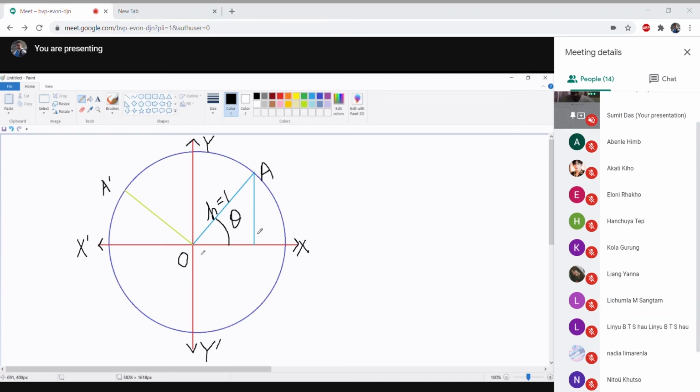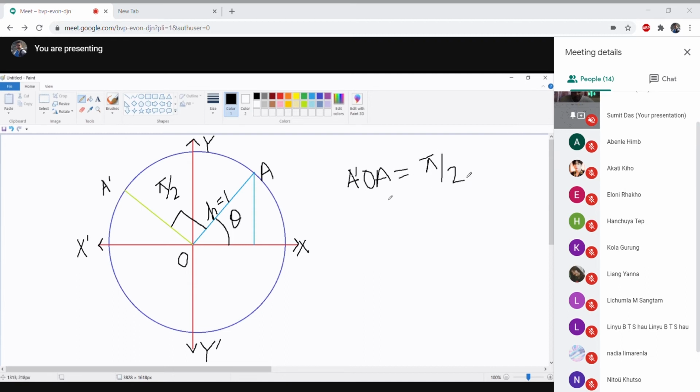Now we have to find the length of this angle. Okay, this is theta, and this one is 90 degree. This much angle is 90 degree, that means pi by 2. Understood? That means A dash OA, I'm writing here, A dash OA is equal to pi by 2.